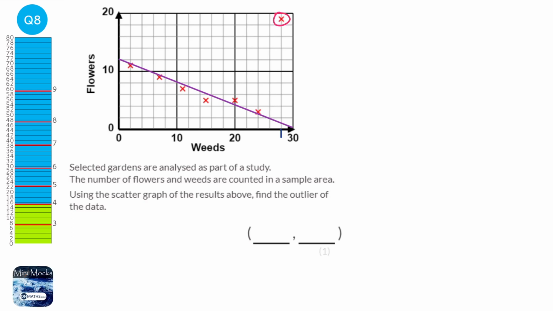So we know that these are going up in twos. So this will be 28. So the x coordinate will be 28. And this will be 19. So our coordinate will be 28, 19 for our outlier.